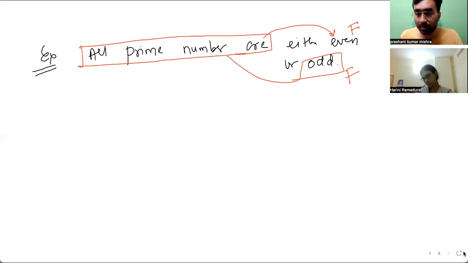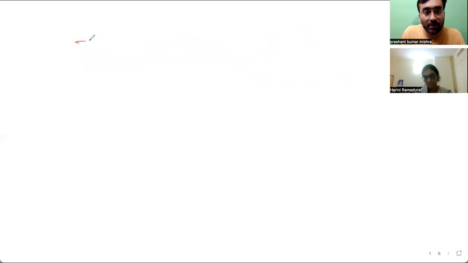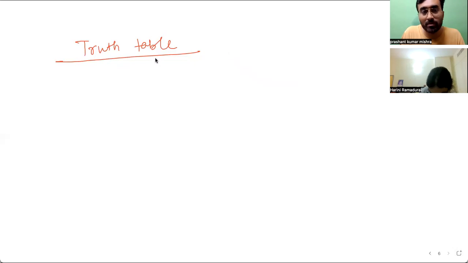Okay, done. Now, next we have truth tables. You must have done truth tables. This is an easy and scoring chapter, but this is not in the NCERT book, so most students just ignore this chapter.